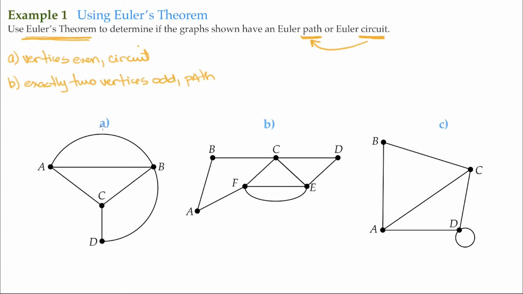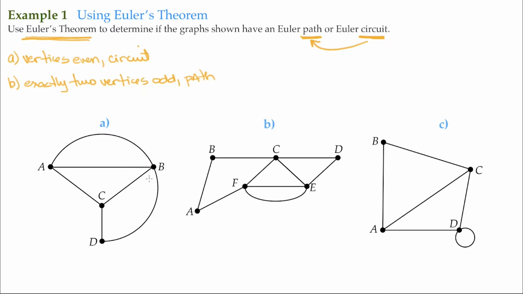So for A here, I'm going to look at vertex A. It's got 1, 2, 3. It's degree 3. It's got 3 edges emanating from it. B here has 1, 2, 3, 4. C has 1, 2, 3. And D has 2. So there's exactly 2 odd vertices, so there's going to be an Euler path on here.